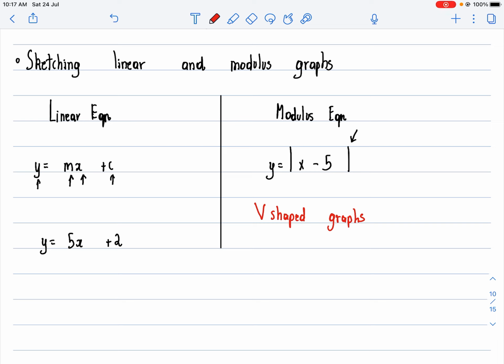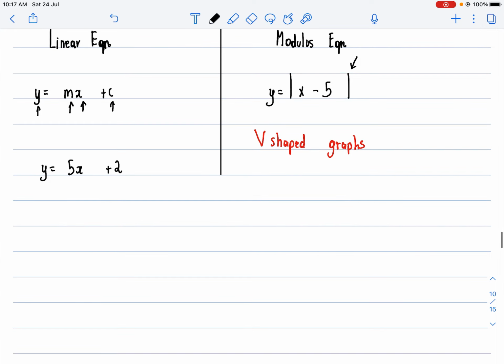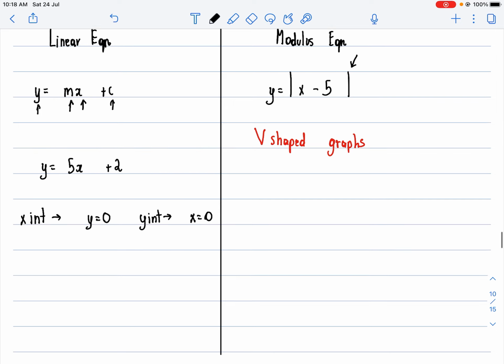Got it? Now let's do another important concept: how do we graph something like this, whether it be linear equations or modulus equations? We need something called the intercepts. So what does intercept mean? It basically means the x-intercept, where my y needs to be equal to 0. And at my y-intercept, my x needs to be equal to 0. This is the basic concept which you need to know about intercepts.